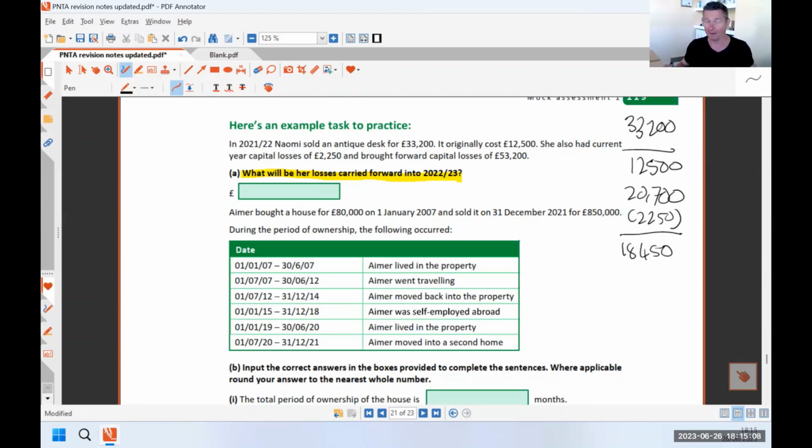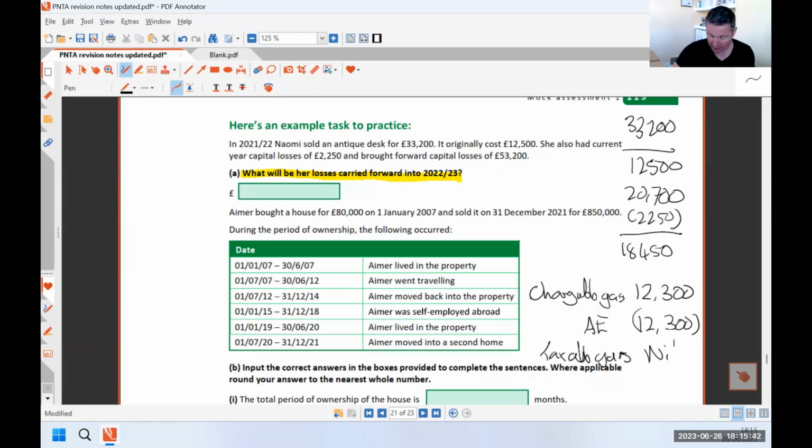You're on the right lines. That's exactly right. What we want to do is leave her with chargeable gains of £12,300. And then what we can do is take off the annual exempt amount of £12,300, which means she has then taxable gains of nil. So the bit we're looking for is the balancing figure.